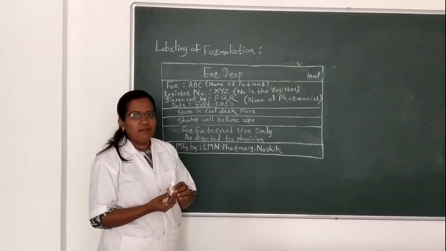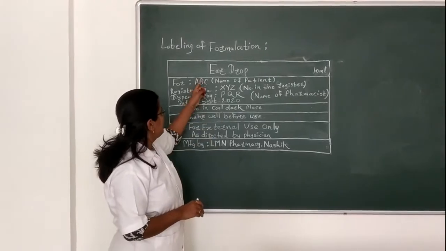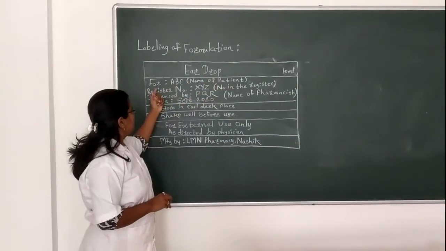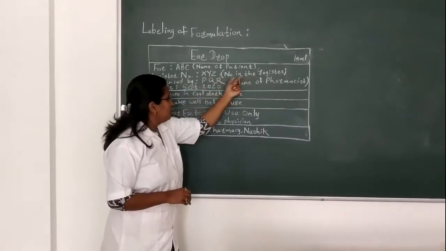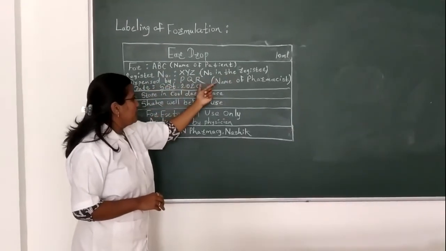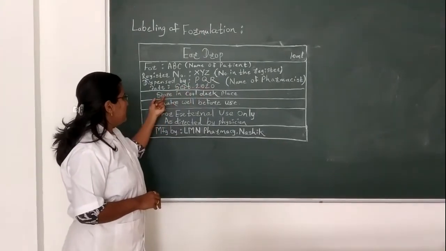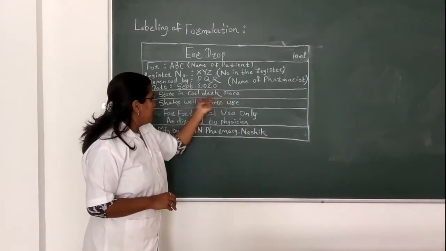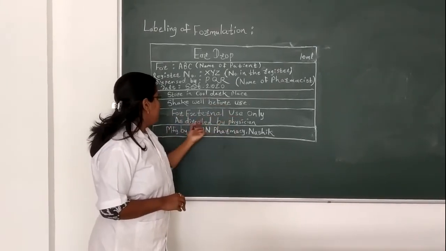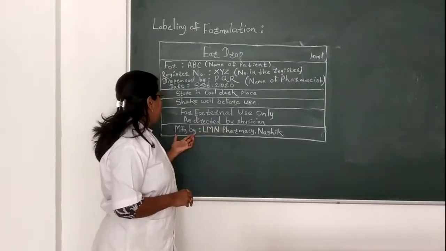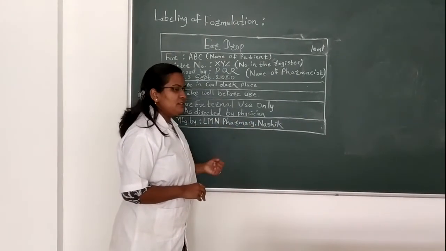After filling our formulation in this dropper bottle, let's proceed to the labeling part. Eardrop 10 ml. For ABC, here one can write the name of the patient, register number XYZ, that is the number given in the register, dispensed by PQR meaning the name of the pharmacist, manufacturing date September 2020, storage condition: store in a cool and dark place, shake well before use. One more direction: for external use only, as directed by physician. Manufactured by Element Farms in Nasik, here one can write the name of the pharmaceutical industry.